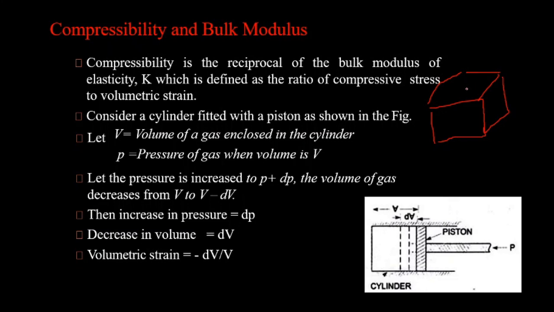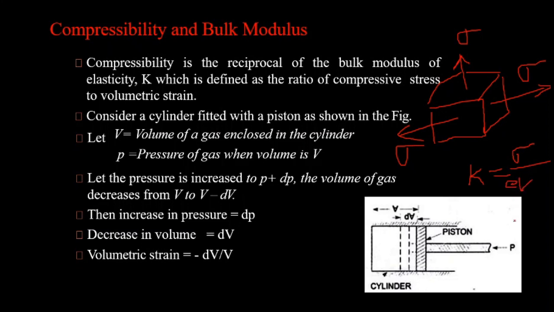When a uniform element is considered, and it is subjected to three mutually perpendicular stresses sigma, then in this condition the ratio of this direct stress to the volumetric strain, whatever the change in its shape or volume, is called the bulk modulus, and it is defined as K. When a uniform element is subjected to equal stresses in three mutually perpendicular directions, the ratio of direct stress to the volumetric strain is called the bulk modulus.